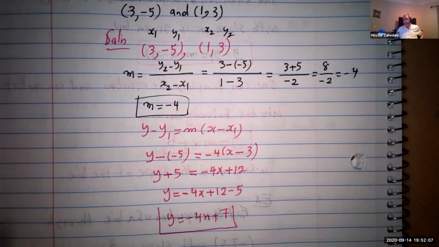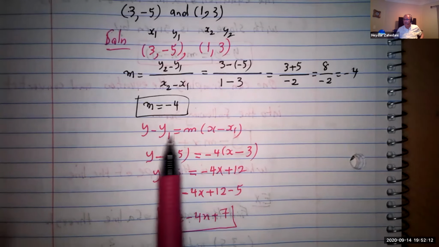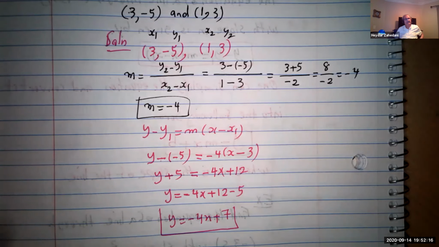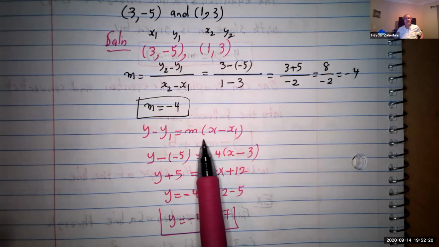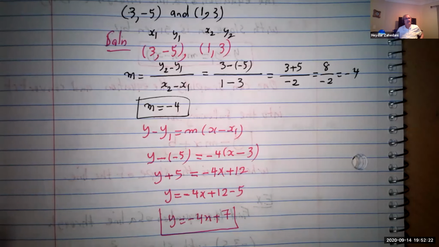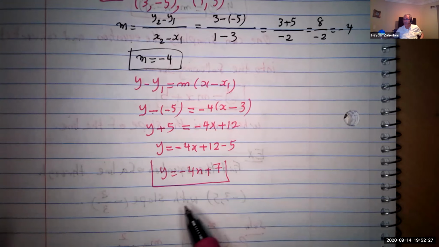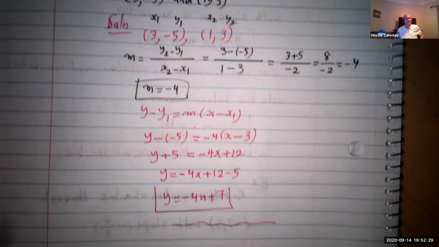Okay? So that gives you m. Then you can use either point here. It doesn't matter. You can use the first one or the second one. That gives you the same answer. Just substitute y minus y1 equals m times x minus x1, and you simplify it. That gives you the equation of the line. Any question?